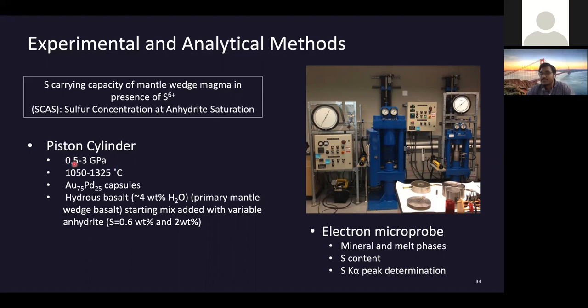The pressures of these experiments are 0.5 to 3 GPa. The temperatures are 1050 to 1325 degrees C. These experiments were done in a gold palladium capsule, and hydrous basalt, around 4 wt% water, is chosen as the starting mix because it is the primary mantle wedge magma, and added with variable amounts of anhydrite to vary the sulfur content in them. After these experiments are done, they're cut open, they're polished, and then taken to electron microprobe to look into the mineral and melt phases, to measure the sulfur content, and also to determine the S K alpha peak. So first I'm going to show you how we do experiments.